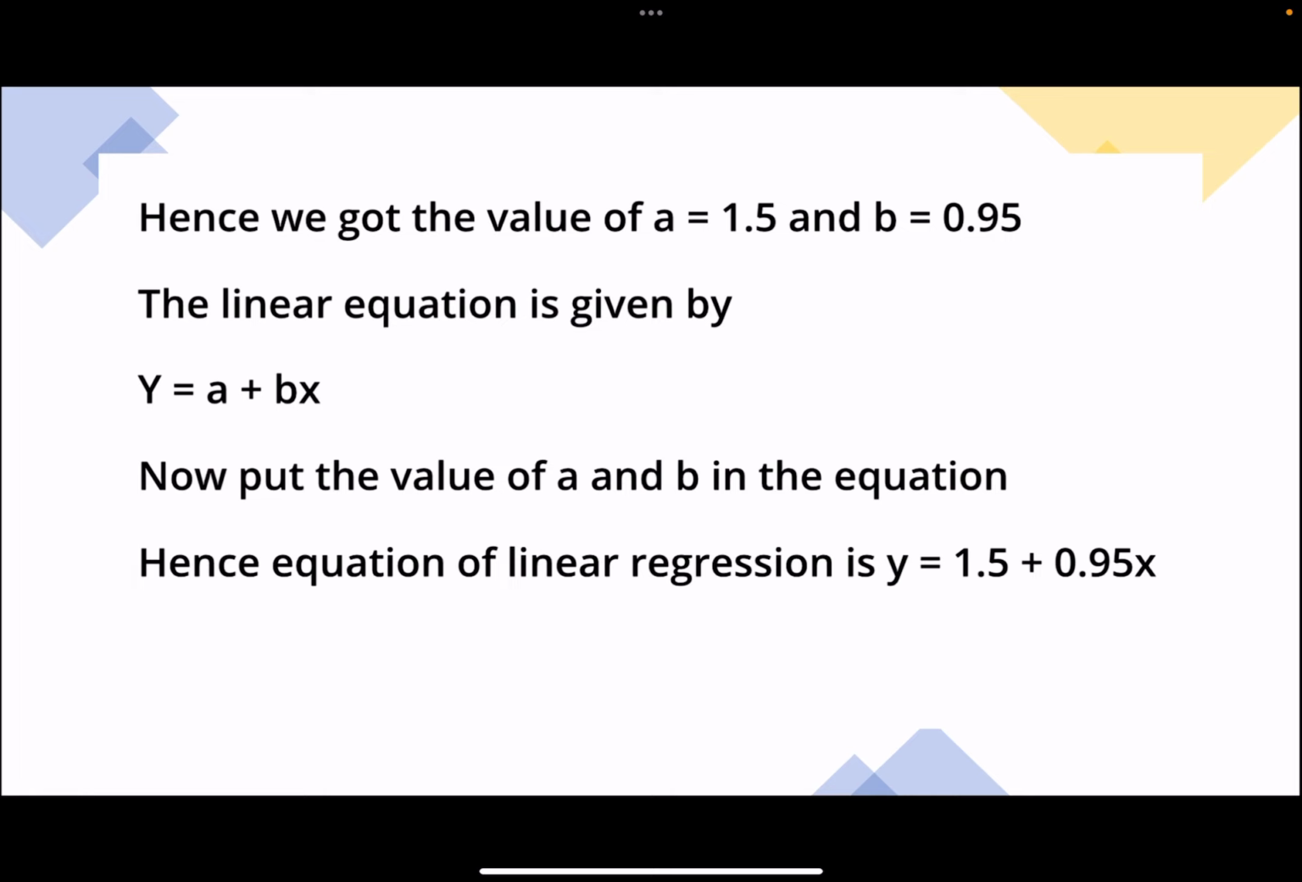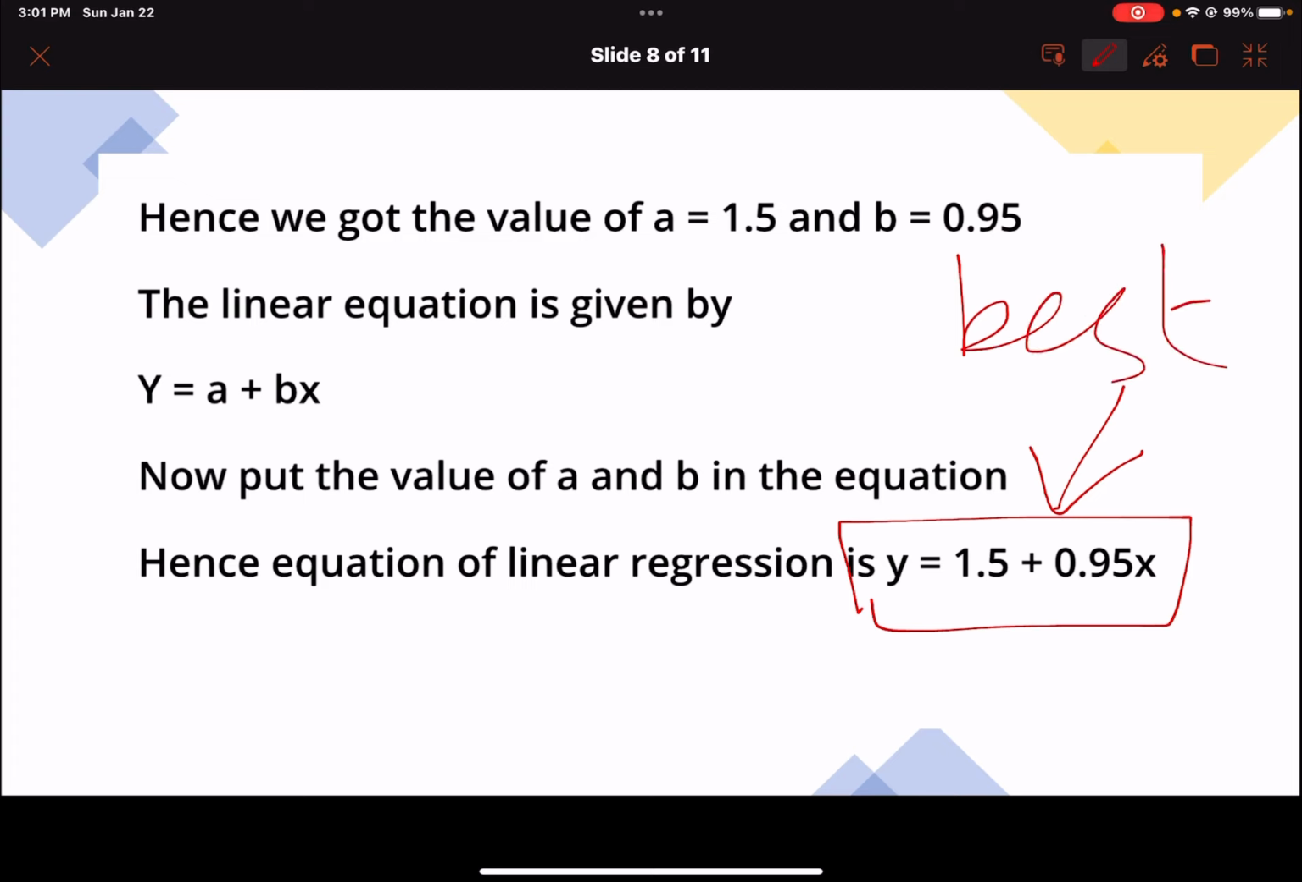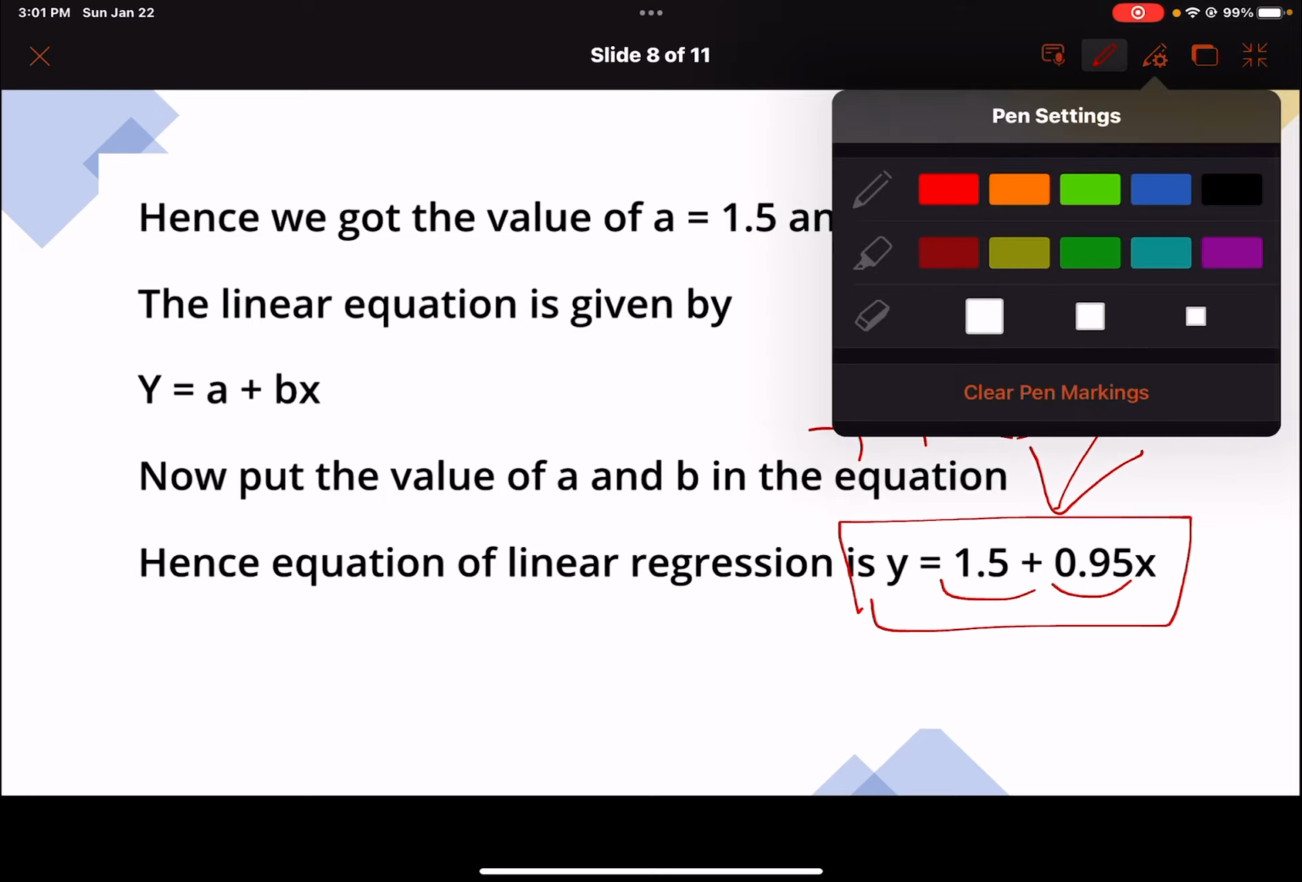So the linear equation we have, because a was 1.5 and b was 0.95, comes out to be this linear equation. This line best fits our data, which means the mean squared error is minimized if we take these values and plot the line.